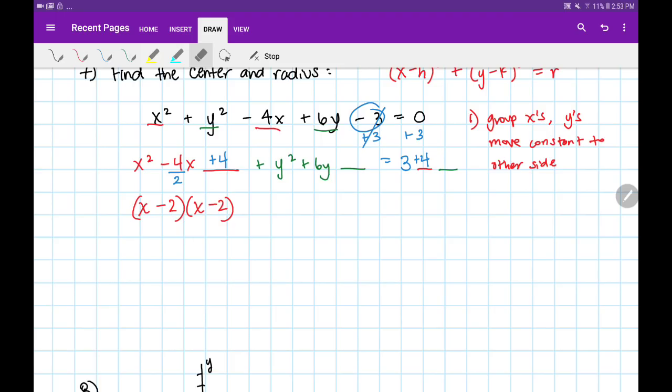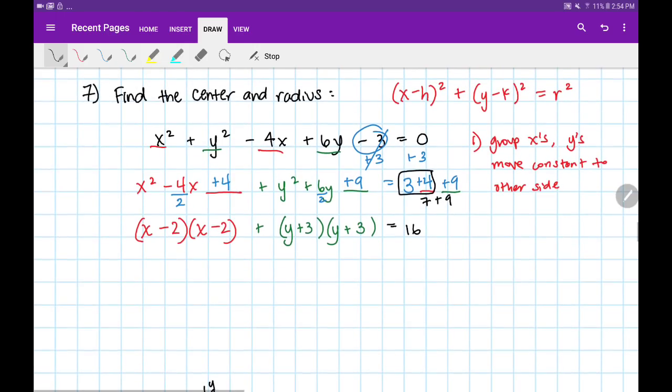Let's do the same thing with our y's now. Keep that plus sign in the middle. This will be y, and divide this guy by 2 to figure out that's going to say actually y plus 3 times y plus 3, and the missing number would be positive 9 because of this 3 times itself at the end. Now if I added 9 to the left side, we got to do it on the right. So we'll get equals, well, 3 plus 4 is 7, plus 9 is 16.